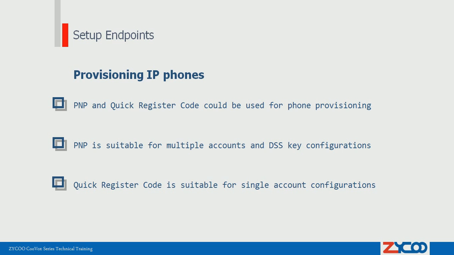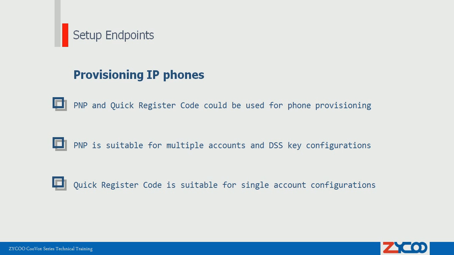As it's very easy to provision IP phones by PMP and quick register code, I will not introduce the procedures again. But some notices of using PMP and quick register code should be mentioned. First, these two methods could not be used at the same time. And PMP is suitable for multiple accounts and DSSK configurations. And the quick register code is suitable for single account configurations. It can only configure one extension number, and nothing else could be configured.